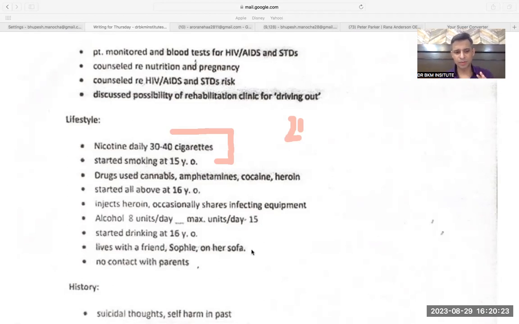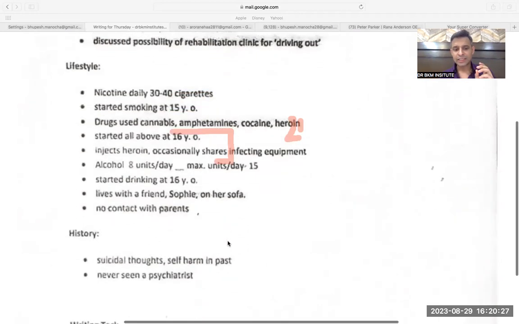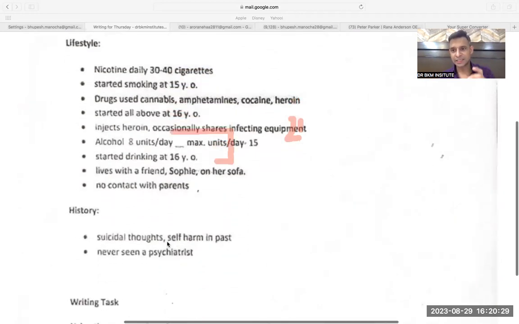Alcohol is not the major problem here, and she lives with her friend Sophie. History says that she has suicidal thought tendencies, and a history of depression and self-harm in the past. Now, you can figure out a lot about the patient in just 10 minutes.